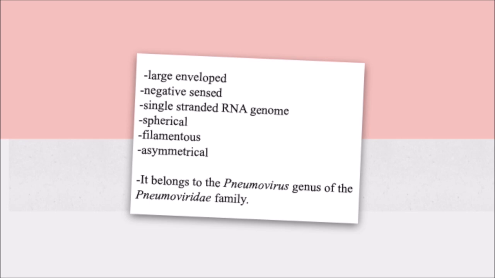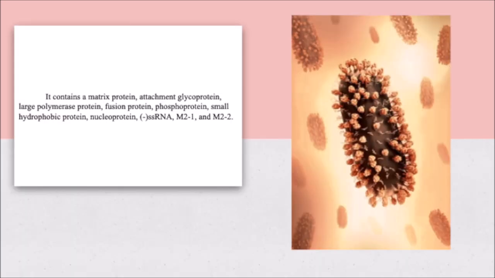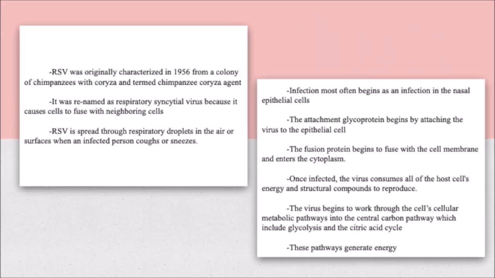It is a large, enveloped, negative-sensed, single-stranded RNA genome, spherical, filamentous, and asymmetrical. It belongs to the pneumovirus genus of the pneumoviridae family. It contains a matrix protein, attachment glycoprotein, large polymerase fusion protein, phosphoprotein, small hydrophobic protein, nucleoprotein, negative ssRNA, M2-1, and M2-2. RSV was originally characterized in 1956 from a colony of chimpanzees.